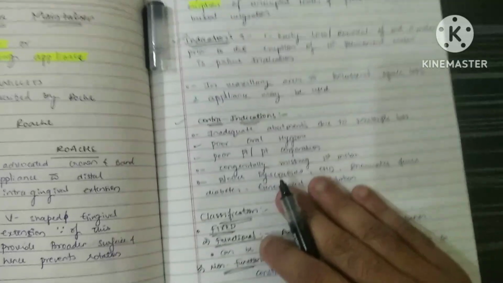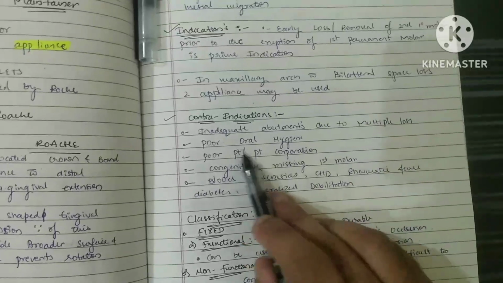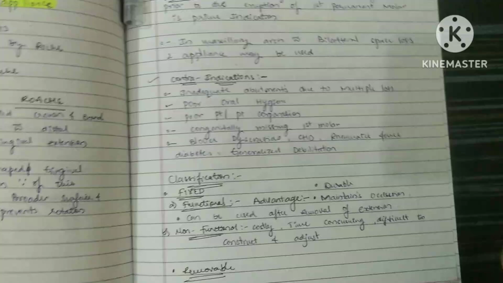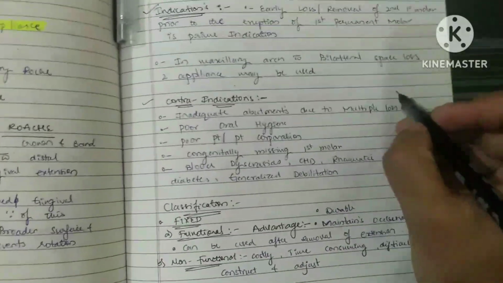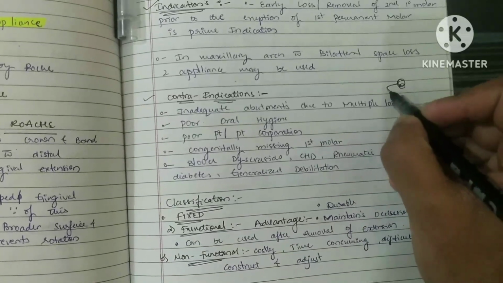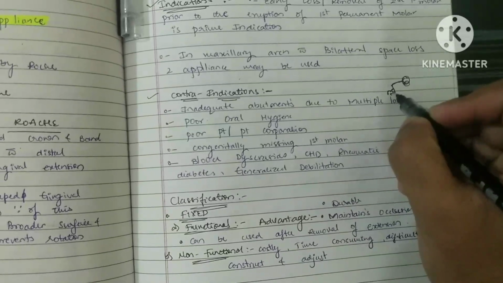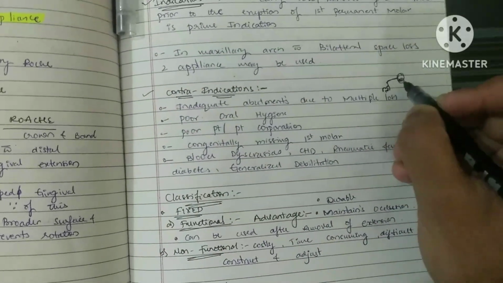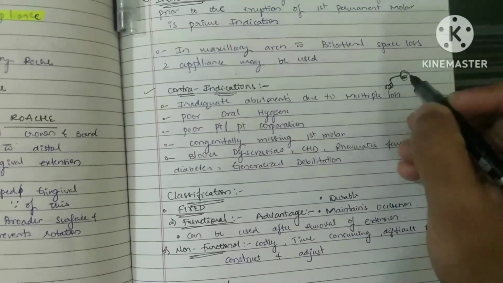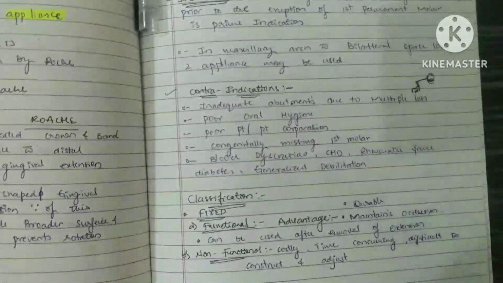Now the contraindications: inadequate abutments due to multiple teeth loss, poor oral hygiene, poor patient cooperation, and congenitally missing first molar. We can't use this because an abutment is necessary. We are going to place a band over the first molar, and then take a distal extension like this, and we are going to guide this erupting permanent molar. This is the erupting permanent molar, this is the primary molar, this is the distal extension, and this is the vertical extension or the gingival extension.